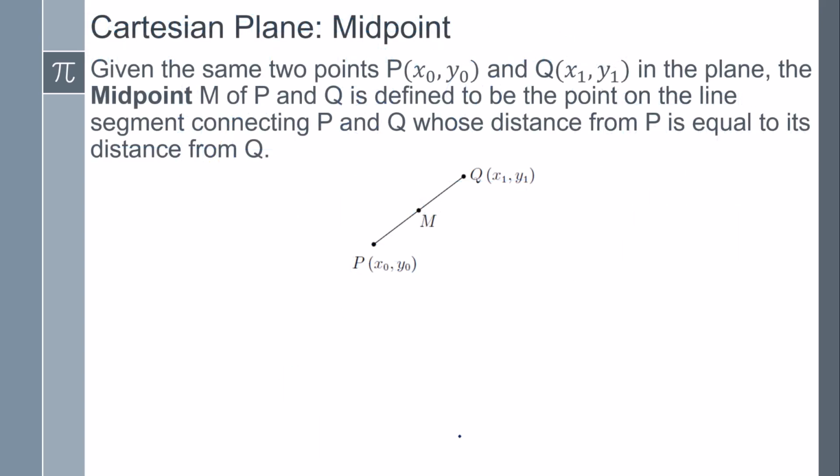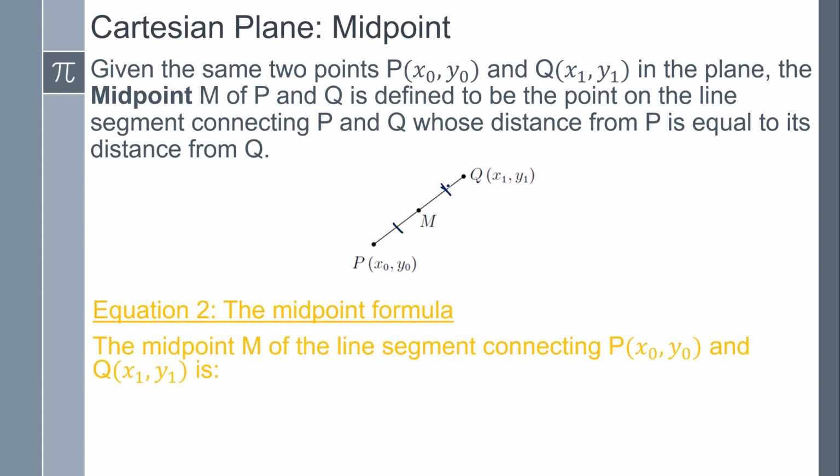Now the next piece is going to be able to find the midpoint. So given the same 2 points, so we're defining x0, y0, x1, y1 on the plane, the midpoint, M, between those 2 points is going to be defined to be the point on the line segment that's connecting them, whose distance from P is equal to the distance from Q. So that means that this distance is the same as that distance. So here's our second equation that we need to memorize.